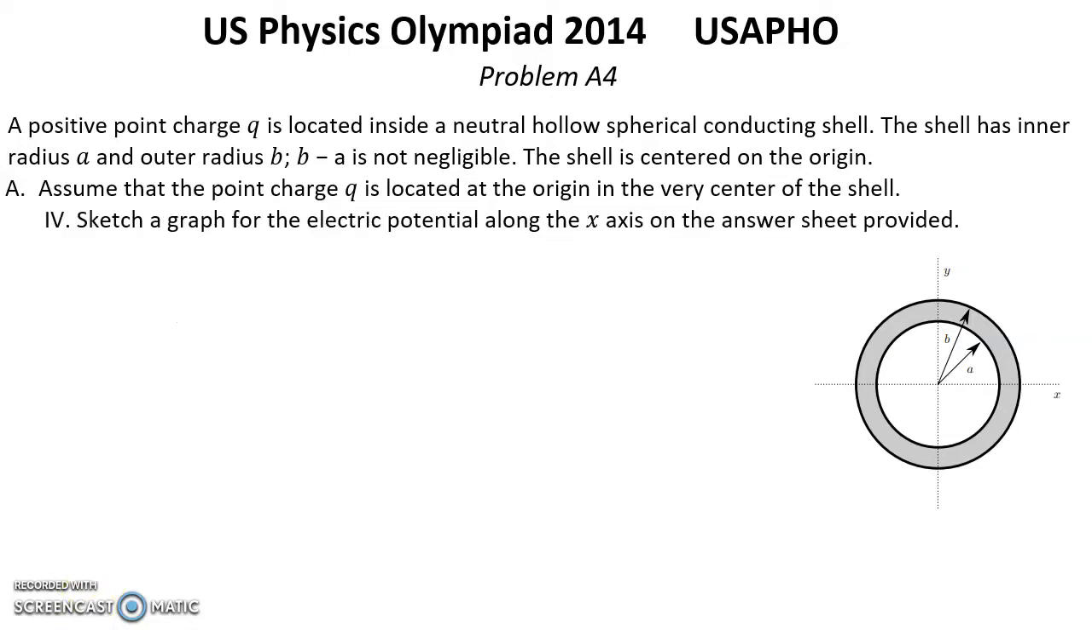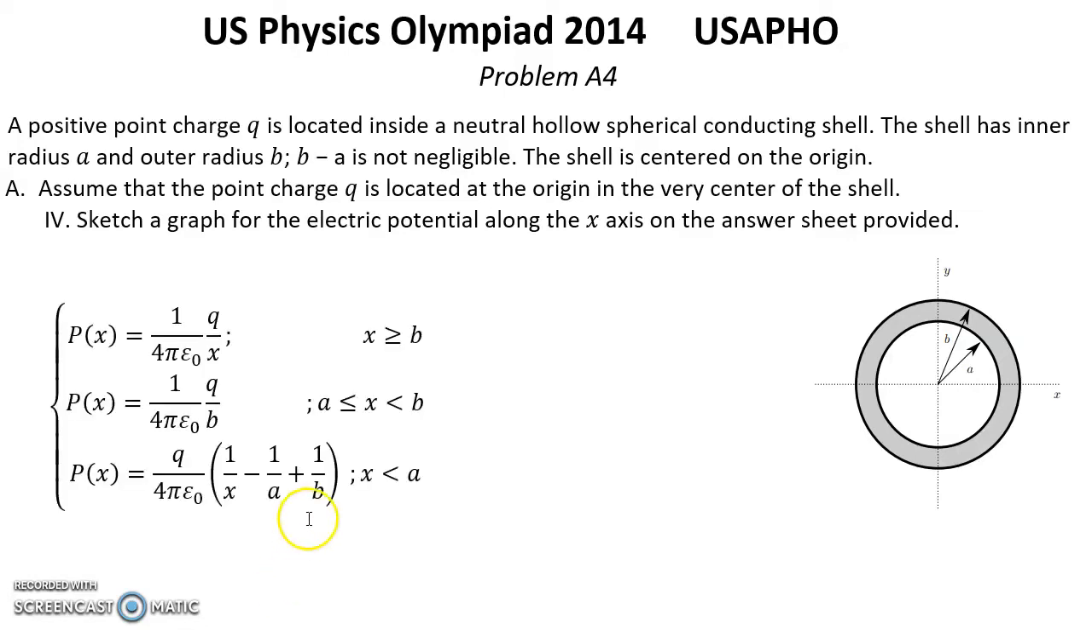Question 4. Sketch a graph for the electric potential along the x-axis on the answer sheet provided. Solution. So we have the potential outside of this shell for x greater than b equal to this one. For x between a and b, that's a constant, same as at point b. And for x less than a, that will be the same as for a point charge, but shifted by this constant, negative 1 over a plus 1 over b.